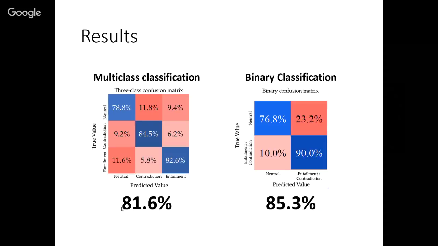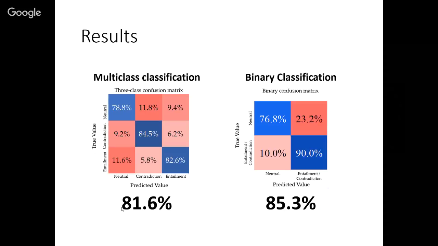Right. So one of those metrics is not doing as well as the other, right? If the true value is neutral, but we actually say it's entailment or a contradiction, we do that more often. So the precision is not as good as the recall.